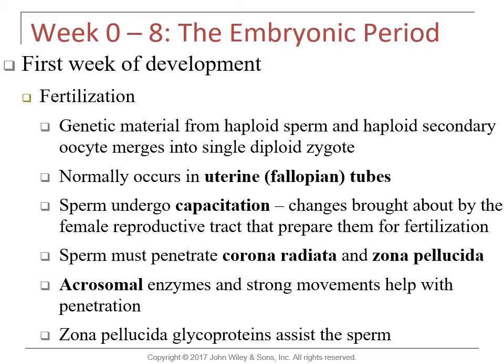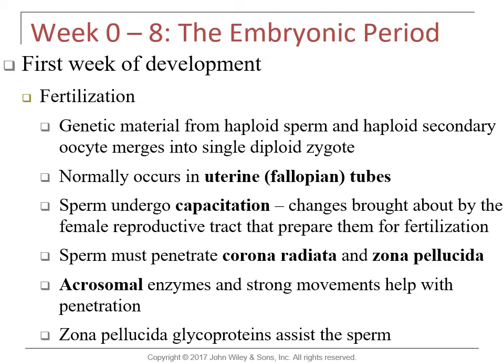For fertilization to occur, a sperm cell first must penetrate 2 layers. The first layer is the corona radiata, the granulosa cells that surround the secondary oocyte, which we talked about in the previous chapter. The second layer is the zona pellucida, which is the clear glycoprotein layer between the corona radiata and the oocyte's plasma membrane. The acrosome, which is a helmet-like structure that covers the head of a sperm, contains several enzymes.